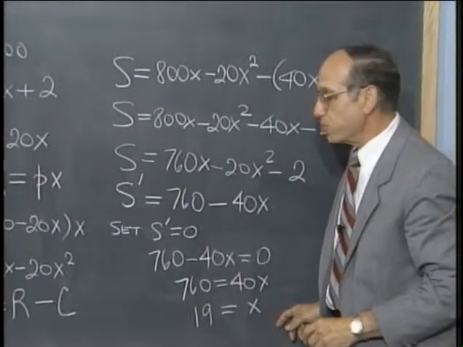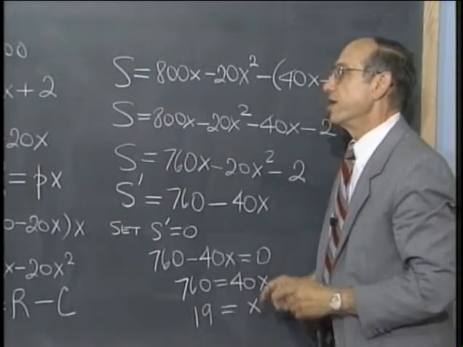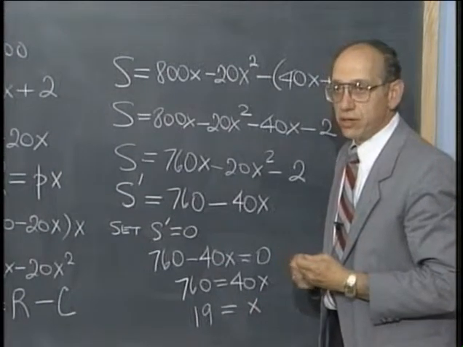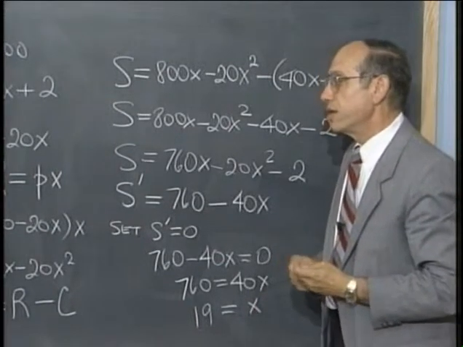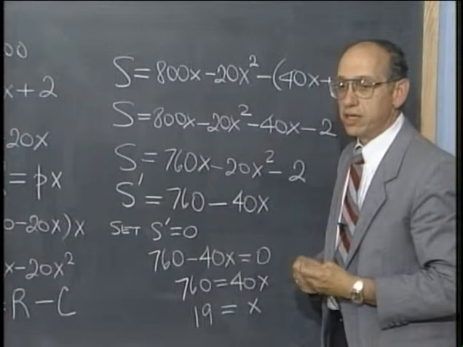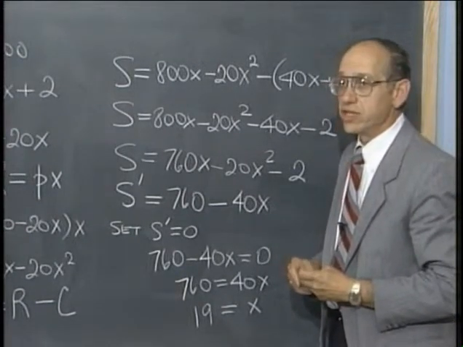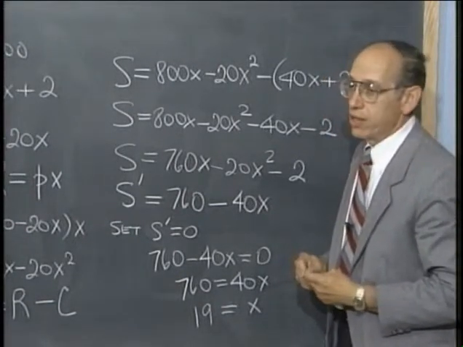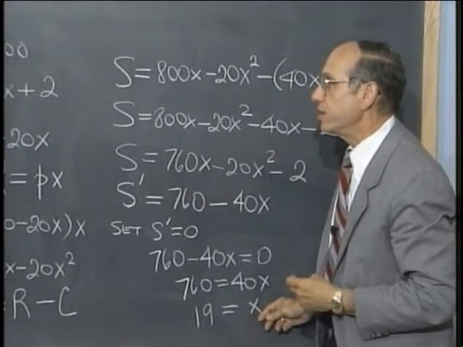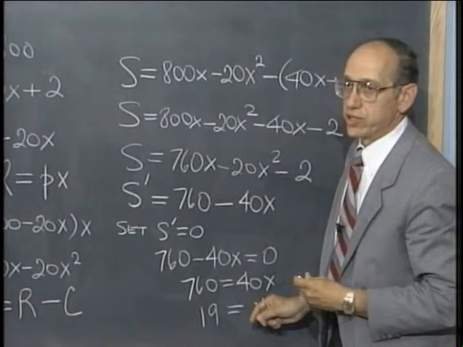Now in a problem like this, you might be asked to find the price when x is equal to 19, the profit when x is equal to 19, the revenue, the cost, any of these things. They can all be obtained by substituting x equal 19 back into the original equations.